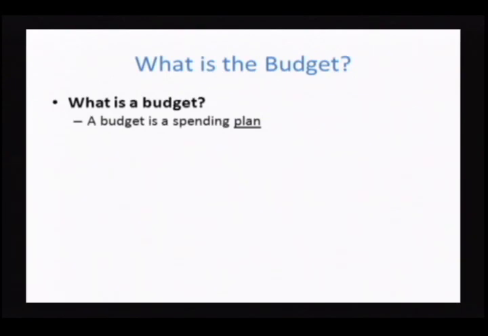A budget is a spending plan. And I underline plan because it's only a plan. It's not something that's locked in. If I budget a certain dollar amount for a specific item, that doesn't mean I have to spend that. By the same token, if I have to spend more than I budgeted, that can be done as well. We'll look at some of the consequences of that. But the budget is a spending plan. It's not something that we have locked in.